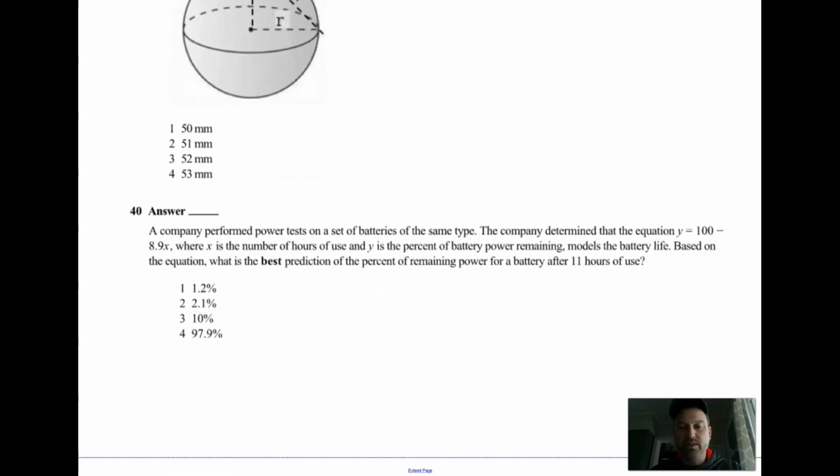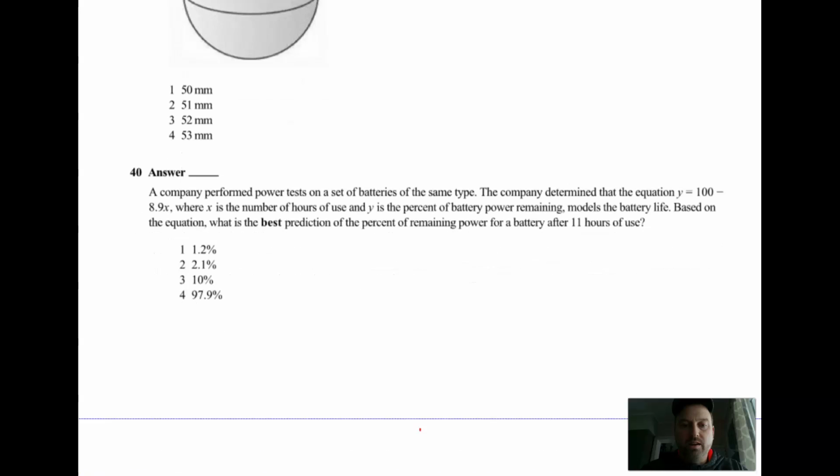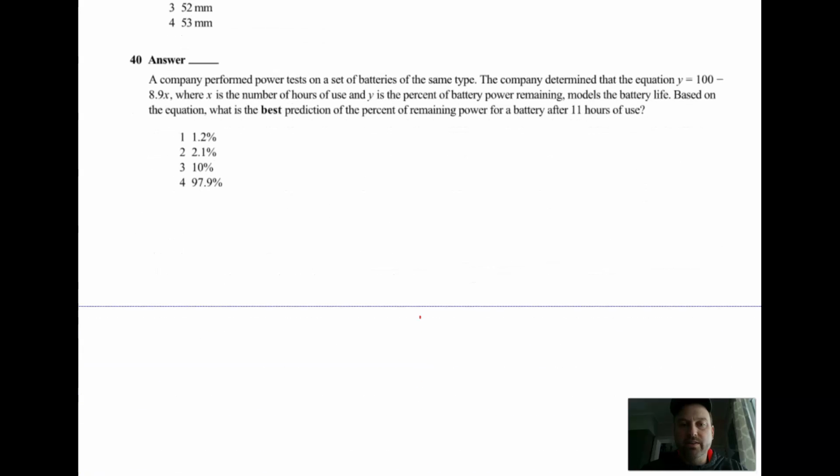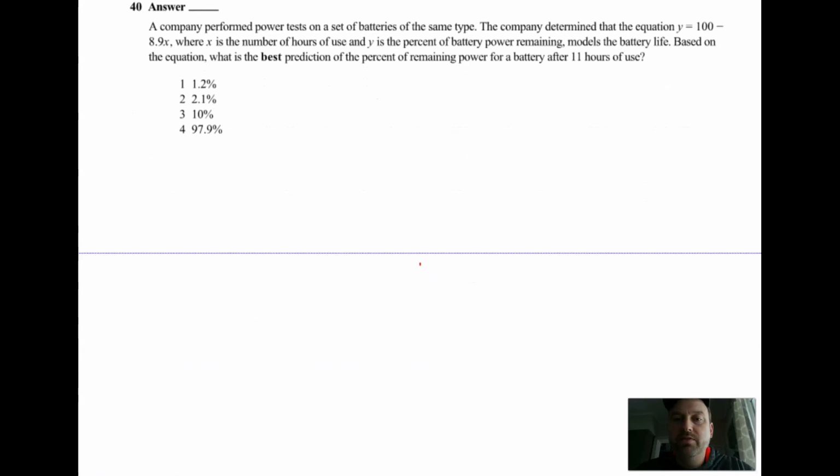Okay, 40. A company performed power tests on a set of batteries of the same type. The company determined that the equation y equals 100 minus 8.9x, where x is the number of hours of use and y is the percent of battery remaining, models the battery life. Based on the equation, what's the best prediction of the percent remaining after 11 hours of use? Really all you needed to do was plug 11 in for x.